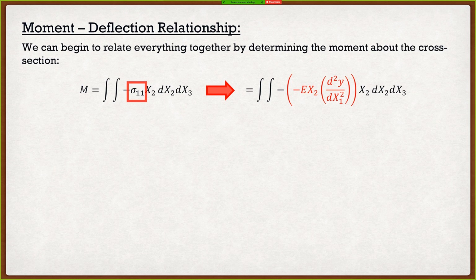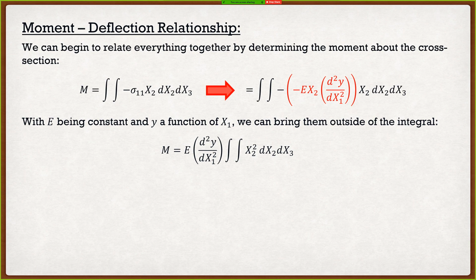Now, we realize that the deflection does not change over the cross section. It just changes with respect to x1. And same with the Young's modulus. That's just a constant. Therefore, I can bring out y as well as E outside of the integral to give me the following, where the moment is equal to E multiplied by the second derivative times the double integral of x2 squared dx2 dx3.